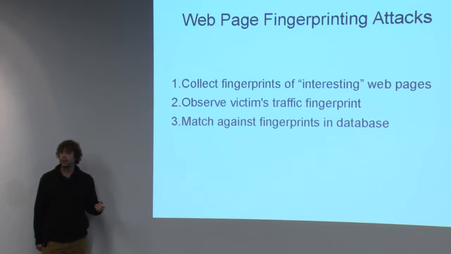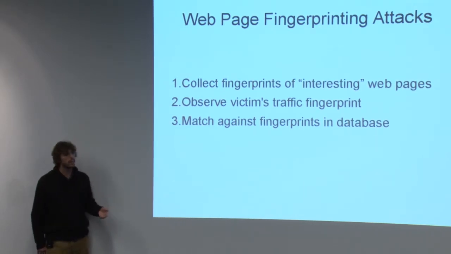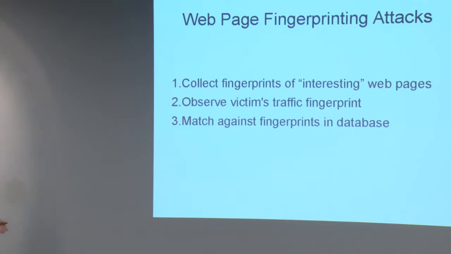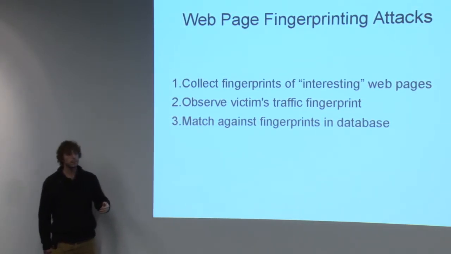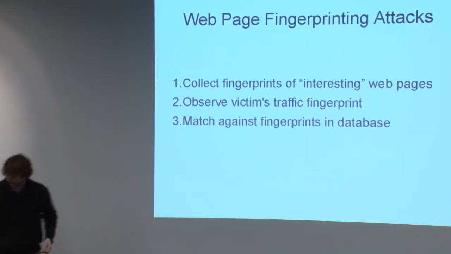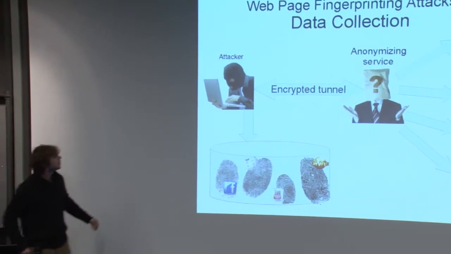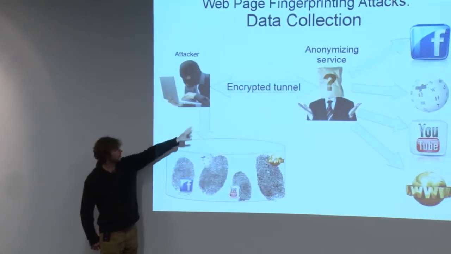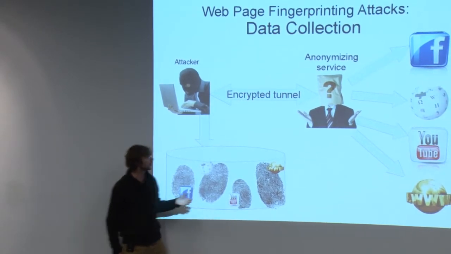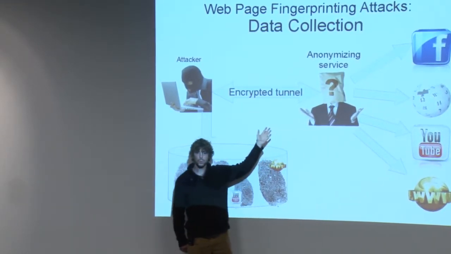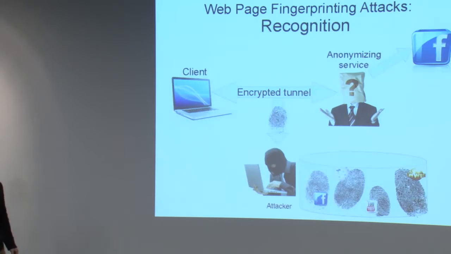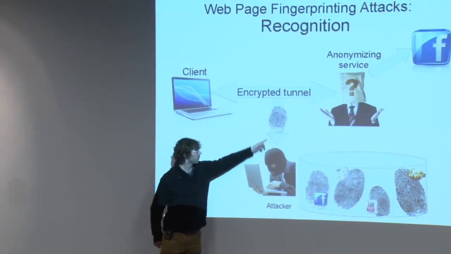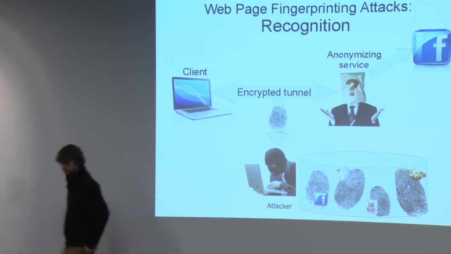So just to go back, the main steps of a fingerprinting attack is that the attacker will collect a database of fingerprints for different websites, and then he will observe the victim's actual traffic, and then try to match the victim's traffic to entries in his database. So the first step, the attacker can use the same proxy system that the victim would use. So if the victim can use Tor, the attacker can use Tor as well. And then the attacker can collect these fingerprints. Then later on during the attack, the attacker observes the actual victim's fingerprint and matches it against the database.